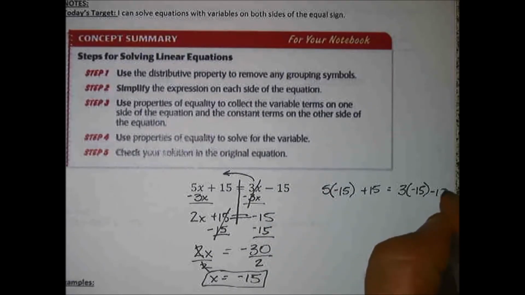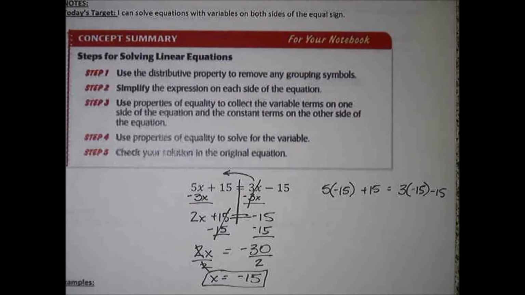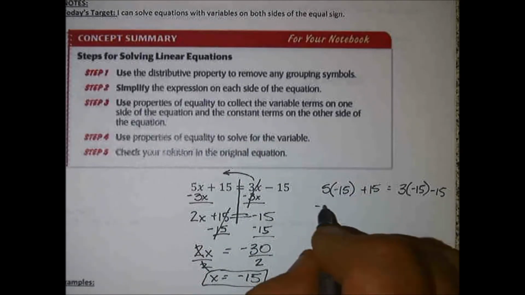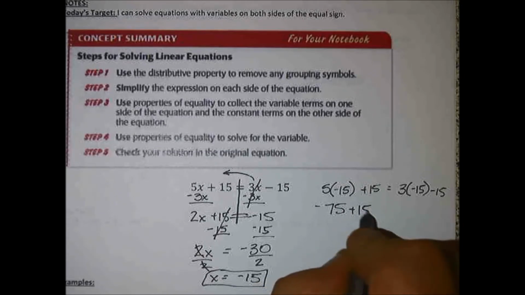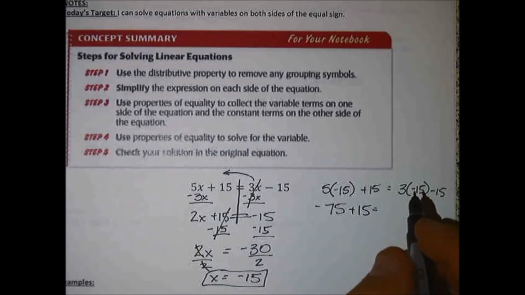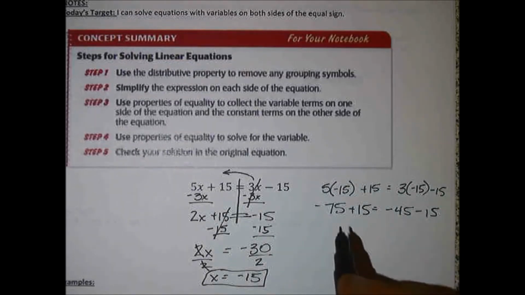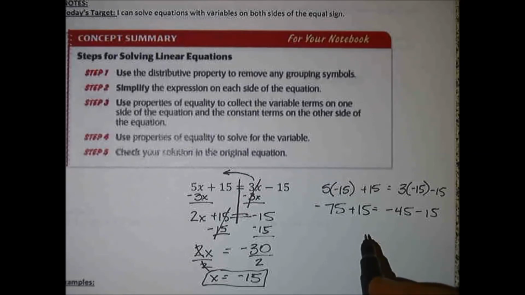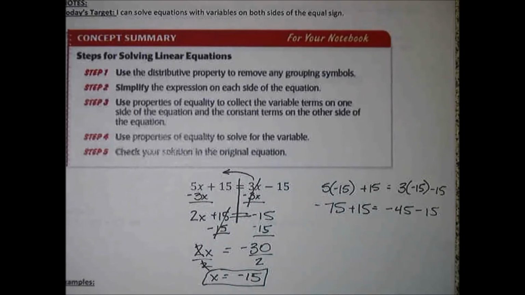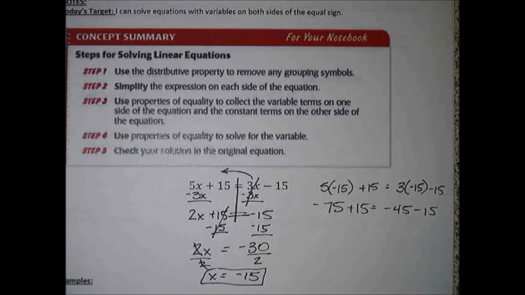minus 15. Okay, 5 times negative 15. You can grab a calculator if you need to. I'm going to, just so that I make sure we get this stuff right. And I get negative 75 plus 15 equals, excuse me, 3 times negative 15, that's negative 45, and minus 15. When I'm checking my work, I should end up with the same number on both sides, because that's what a solution to a linear equation is: it's the number for x that makes each side equal to the other side.